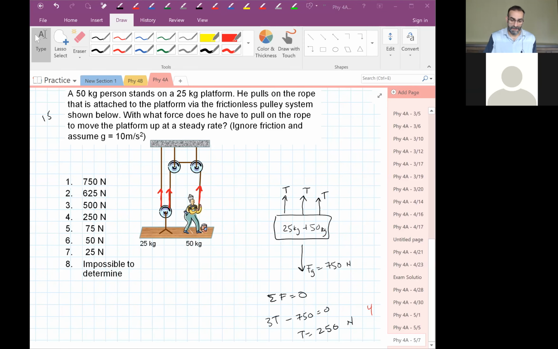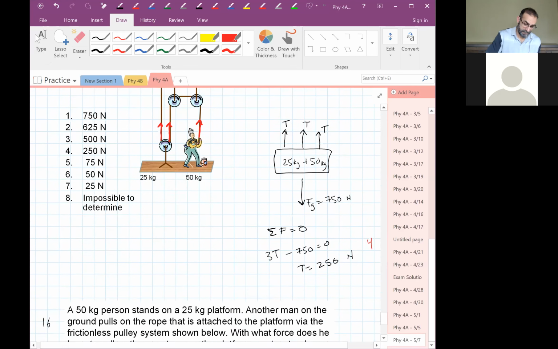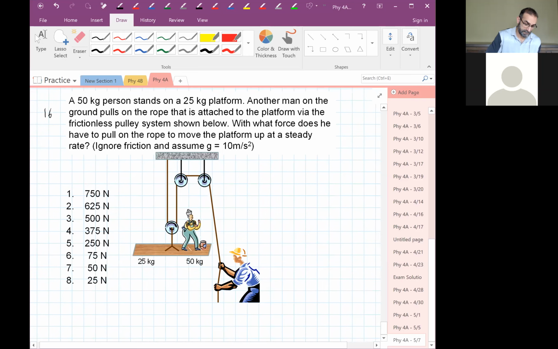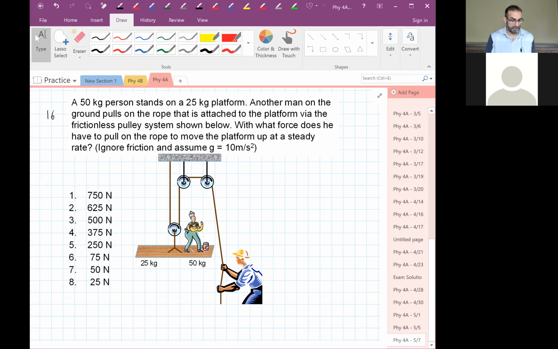Let's see if you've got that. So the person on the platform was pulling up on the rope. Now they hand the rope to someone else that's standing on the ground and let them pull on it. What force does that person have to pull with to move the platform up at a steady rate?